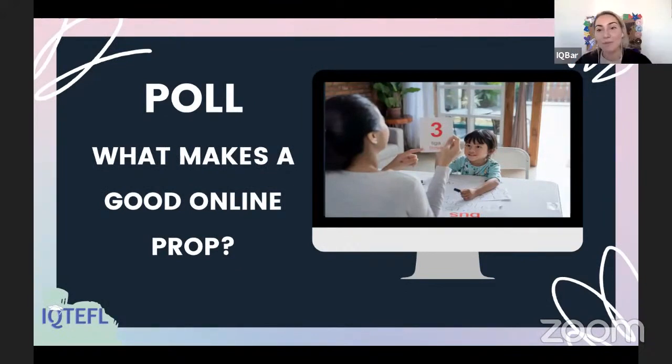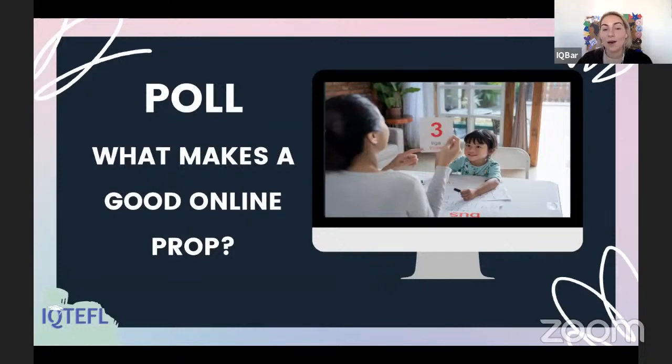So now we have a poll, which is what makes a good online prop. Now, I'm sure that many of us don't really think about that kind of stuff, but it's very important to think about what would make a good prop and what are the characteristics of a good prop.